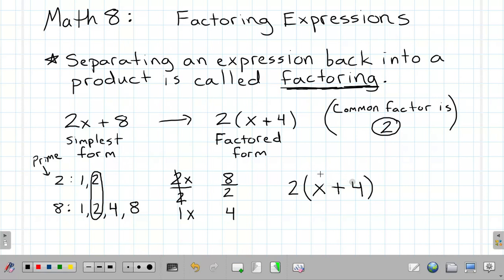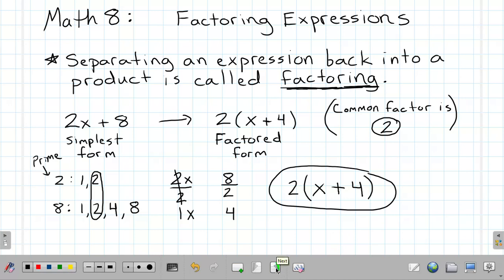Okay, so based on what we've done before, we can take the 2 times x gives us the 2x plus 2 times 4 gives us the 8. So that means that is actually the factored form of our expression.